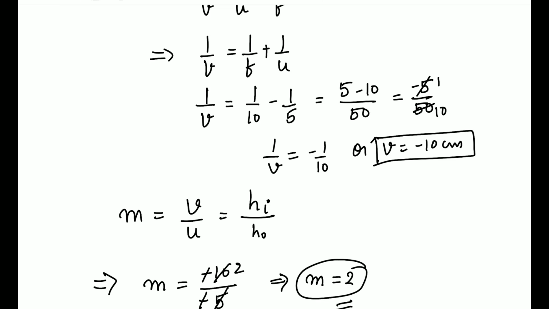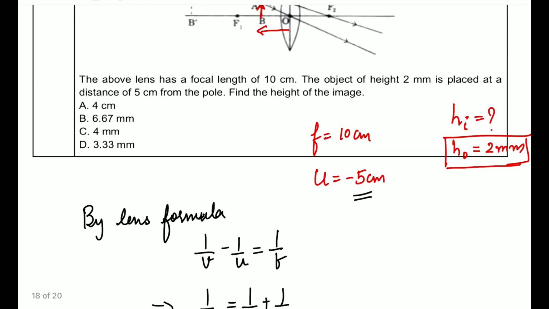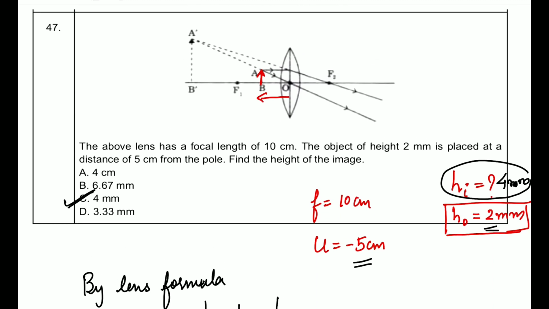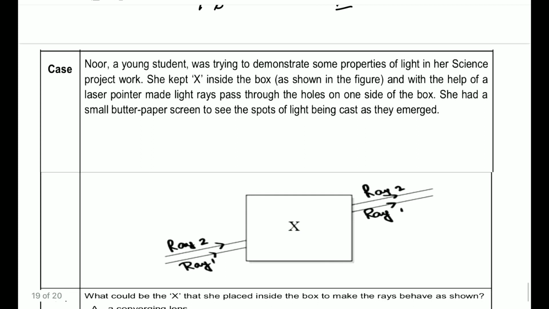If my magnification is 2, that means my image is twice the size of the object. So if the object is 2 millimeter, then the image should be twice, that is 4 millimeter. Is 4 millimeter there in the options? Yes, correct, 4 millimeter is there in the options. I hope that is understandable. Okay, let's move forward to the next question.